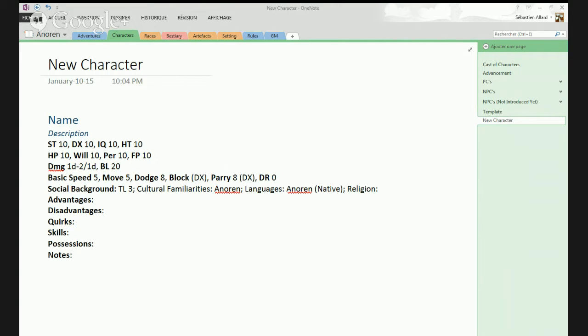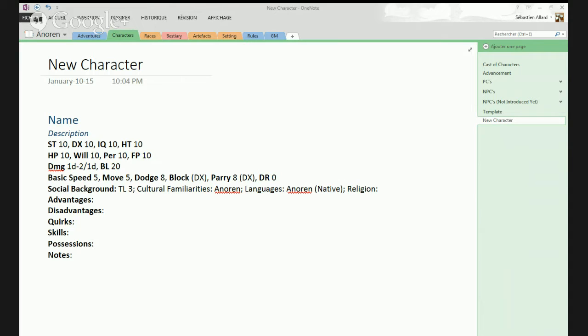And today I'm going to do something special. I'm going to design a character for my Anoren game using GURPS. And I hope this will be an interesting experience. I'm gonna design this character maybe in hope to use it as an NPC for some upcoming game.